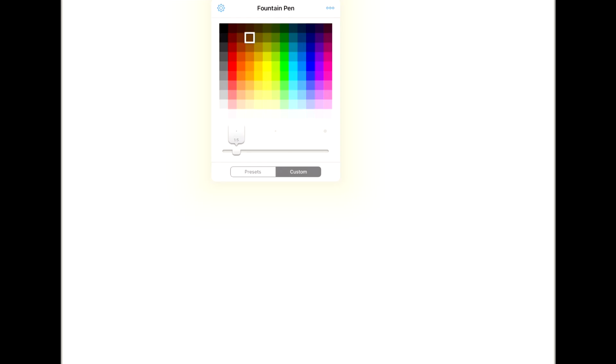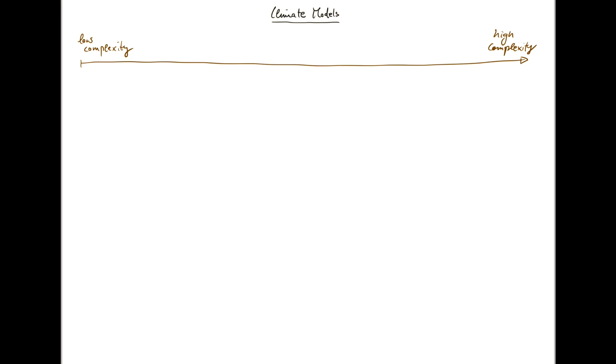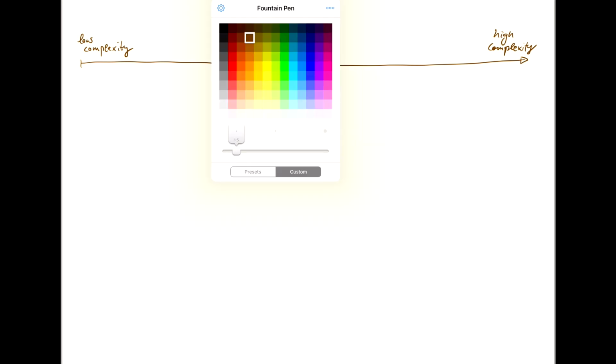Okay, today we will talk about climate models. There are a number of different facets of climate models, and I like to categorize them by complexity. So I'll draw a complexity spectrum up here. We have low complexity on the left-hand side and high complexity over here. On the left we have very simple climate models, on the right we have really complex ones.